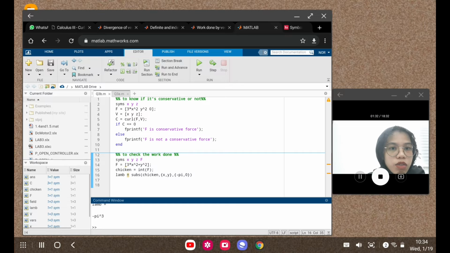Okay, so as you can see, we have to find the integration of the F, and then we just need to find the work done, which we substitute the integration that we got before with the xy with the value that we want to substitute, and then the answer we will get negative pi power of 3.